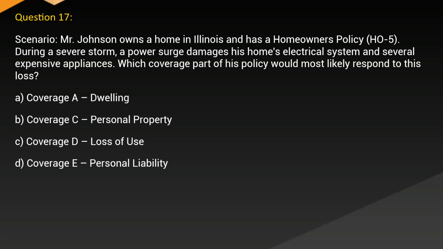Question 17. Scenario: Mr. Johnson owns a home in Illinois and has a homeowner's policy HO5. During a severe storm, a power surge damages his home's electrical system and several expensive appliances. Which coverage part of his policy would most likely respond to this loss? A. Coverage A, Dwelling. B. Coverage B, Other structures. C. Coverage C, Personal property. D. Coverage D, Loss of use. E. Coverage E, Personal liability.